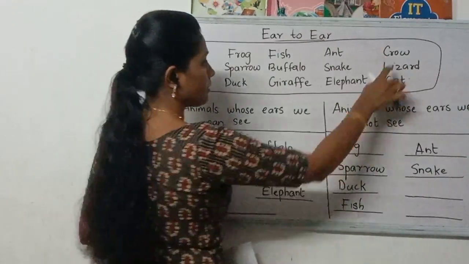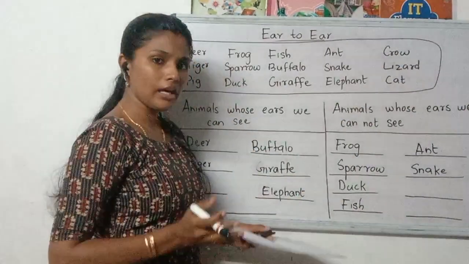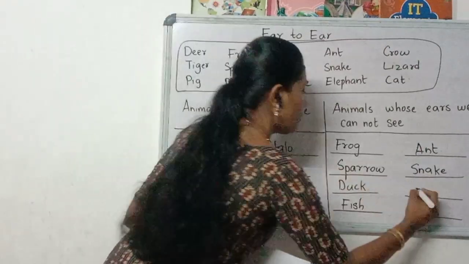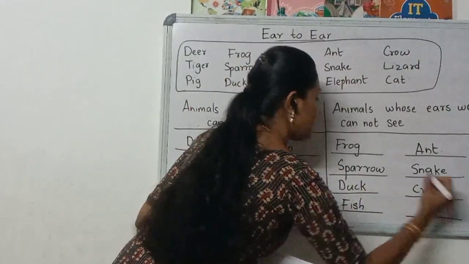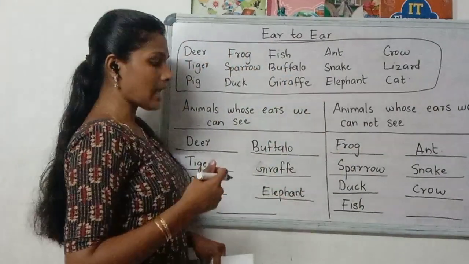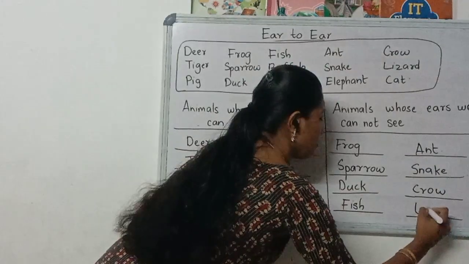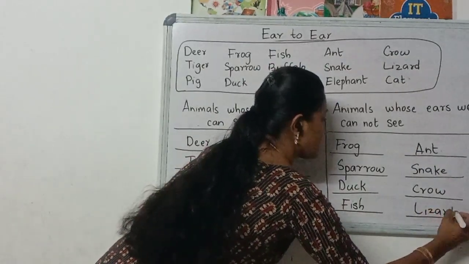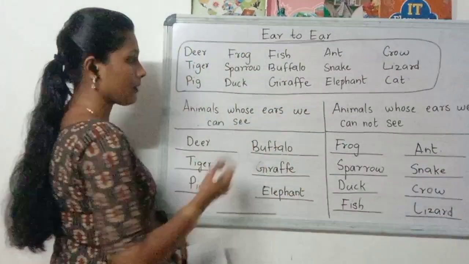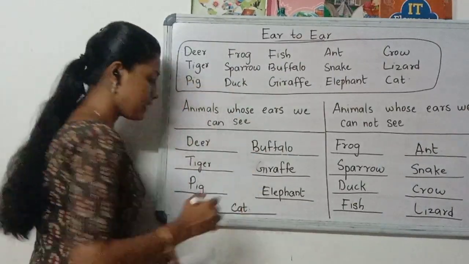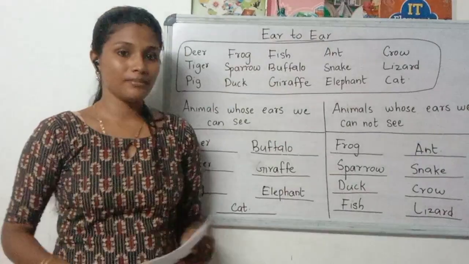Then, crow. Can you see the ears of a crow? I cannot. Can you? No, we cannot see the ears of a crow. A lizard. Can you see the ears of a lizard? No. The lizard's ears are not visible. Then, last, cat. Yes, we can see the ears of a cat.